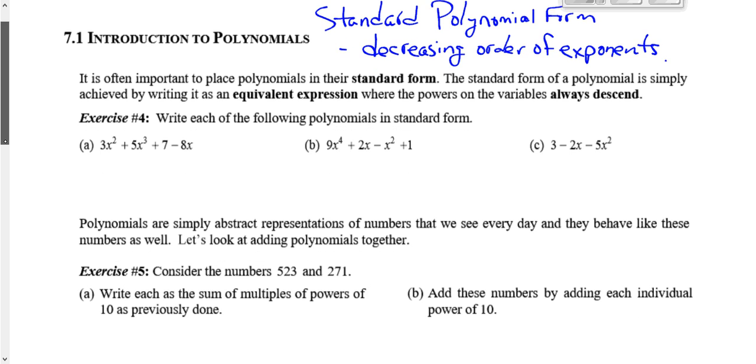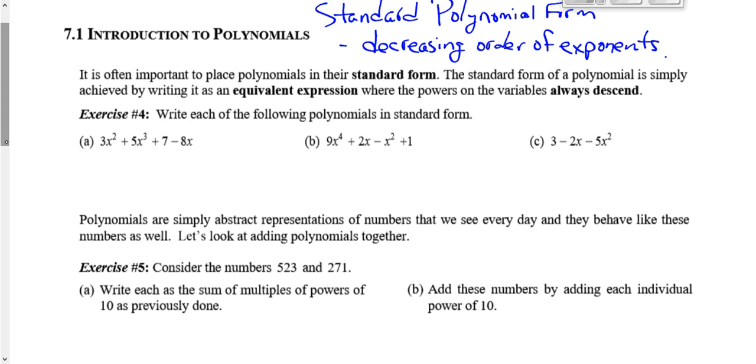In part A, is this polynomial written in standard polynomial form? No. What's the problem? Well, to be in standard form, it has to be written in what order? You have to start with the term with the highest exponent and end with the term with the lowest exponent. So let's rewrite this. So this will equal what? Which term has the highest exponent?